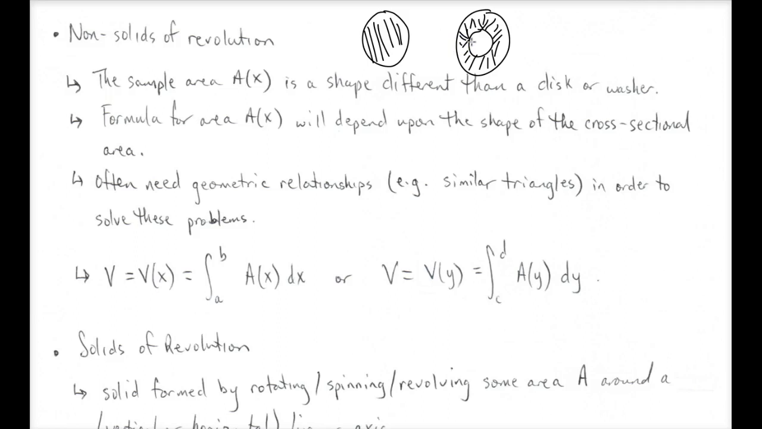So whenever we have shapes that don't characterize either a disk or a washer, then we know that we have to use solids of non-revolution strategies, which is basically the slicing or stacking. Our formula would depend upon the actual shape of the cross-sectional area, and we often may need to use some geometric relationships like similar triangles to help us solve the problem. If you're able to characterize the area in terms of your variable x, then you integrate with respect to x. And if you can characterize your area in terms of your variable y, then you integrate with respect to y.